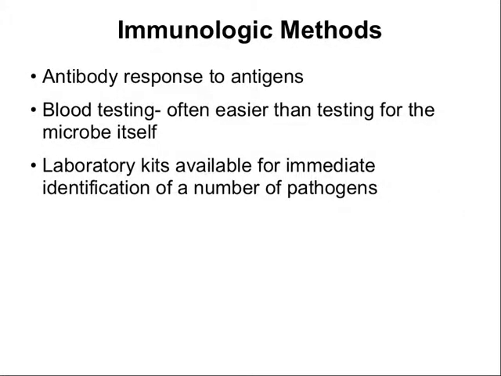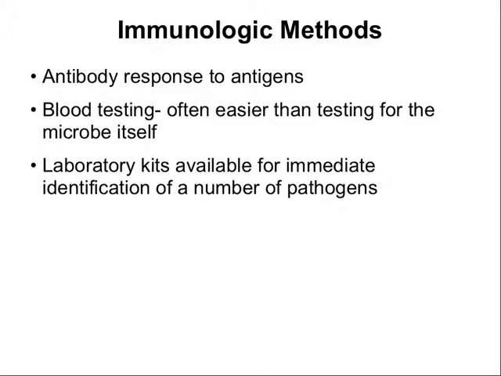Finally, we'll look at some immunologic methods. As we know, microbes have antigens on their surfaces that are recognized by the immune system. So we can use the antibody response to antigens in order to determine what antigens are present. We can use blood testing, which is often easier than testing for the microbe itself. We're just simply looking for the antibodies that our immune system has put there. We're testing for the presence of specific antibodies to a suspected antigen.